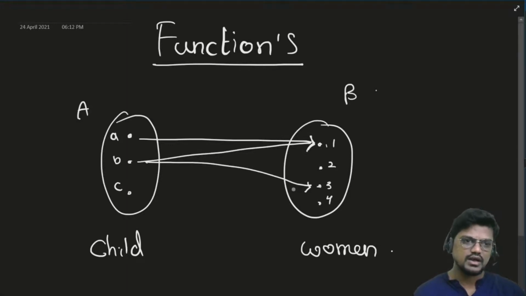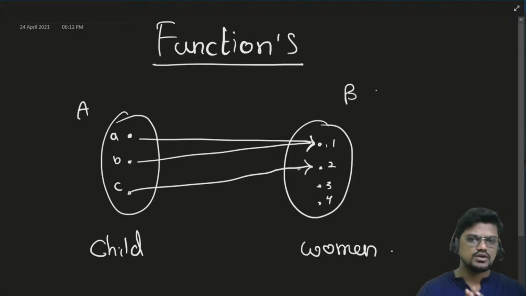A child cannot have two mothers. A child will have only one mother always, right? So that's why if such a type of relation is there, then it will not be a function. So this is fine. And I can also say, if this is there, then also I can say this is a relation. A woman can have one child, two children, or no child. That is also fine. So over here you can see that it is a function.